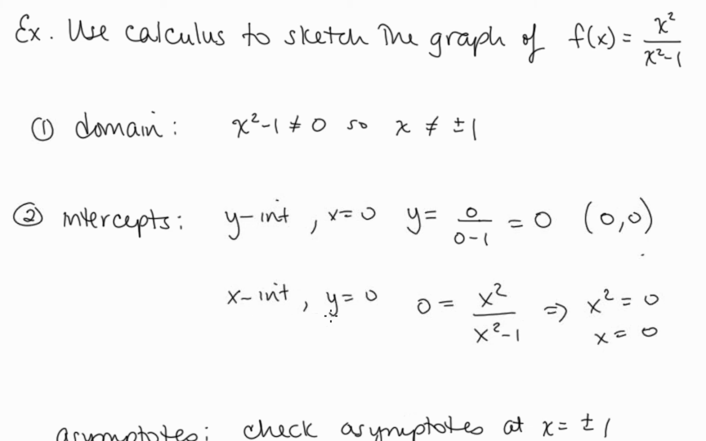So we set y equal to 0. And we have 0 equals x squared over x squared minus 1. A fraction equaling 0 means the numerator is equal to 0 and the denominator is not. So x squared equaling 0 says x equals 0. That's the same point we have here. So we just have an intercept at the origin.